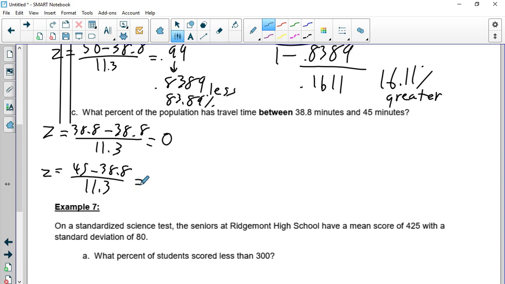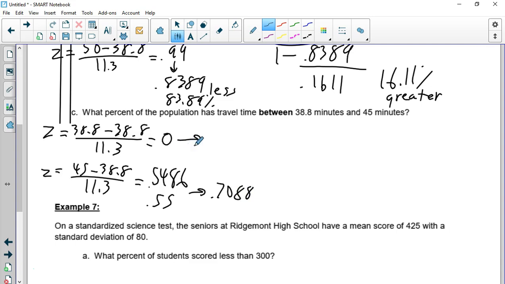And that's going to give us 0.5486. But remember, our table only goes out to 2 digits, so we're going to round that to 0.55. Now, if we go to our table and look at 0.55, again, not the one on the first page, but your actual chart, then that's going to yield an area of 0.7088.